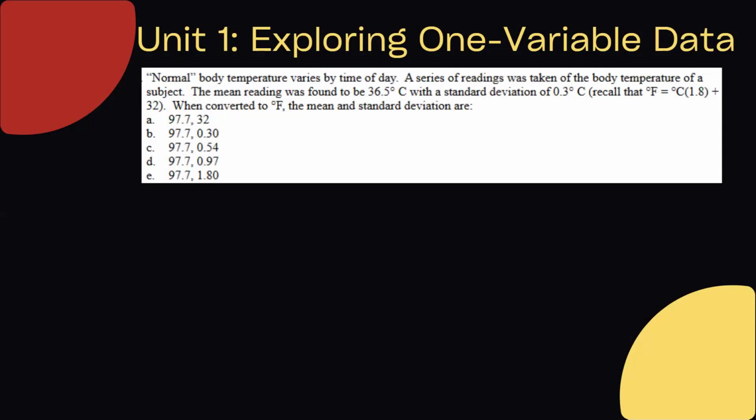Next up, normal body temperature varies by time of day. A series of readings was taken of the body temperature of a subject. The mean reading was found to be 36.5 degrees with a standard deviation of 0.3 degrees. Recall that F equals Celsius times 1.8 plus 32. When converted to F, the mean and standard deviation are, well, here's the thing. The mean is affected by multiplying and dividing and adding and subtracting. So if the mean was 36.5, to convert it to Fahrenheit, we'd have to multiply it by 1.8 and then add 32, and we get 97.7.